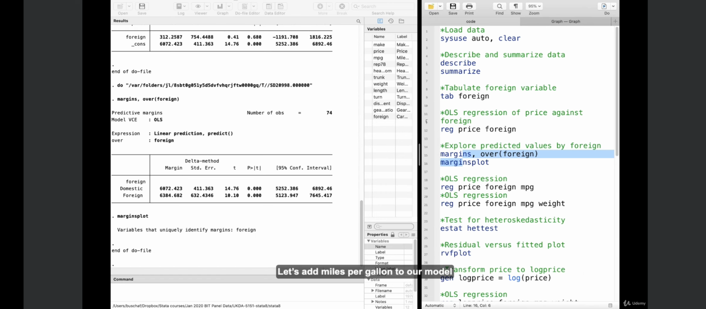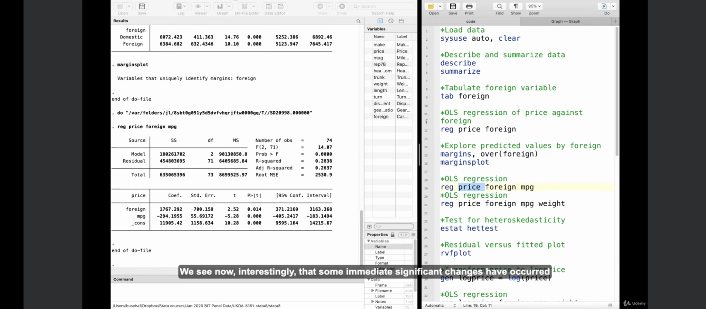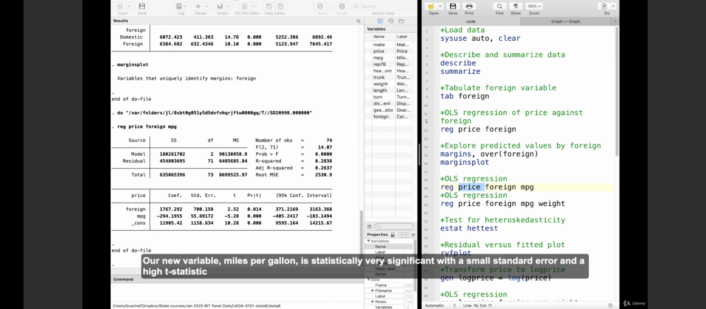Let's go ahead and add miles per gallon to our model. We see now, interestingly, that some immediate significant changes have occurred. Our R-squared has jumped drastically to 0.28. The adjusted R-squared is a little bit lower at 0.26, but this is still much higher than before. Our new variable, miles per gallon, is statistically very significant with a small standard error and a high t-statistic.